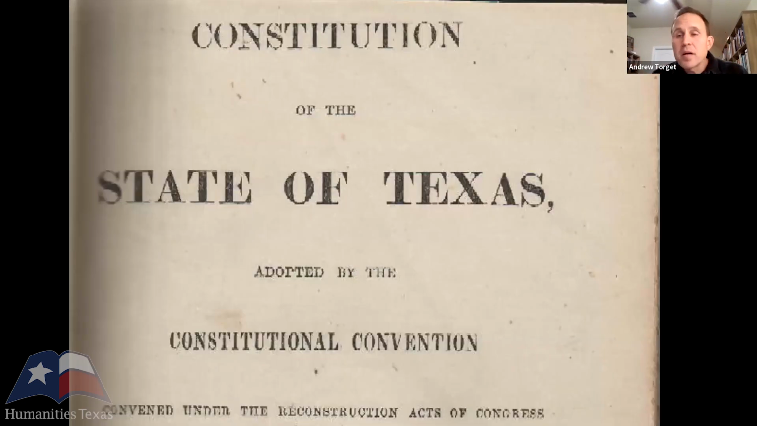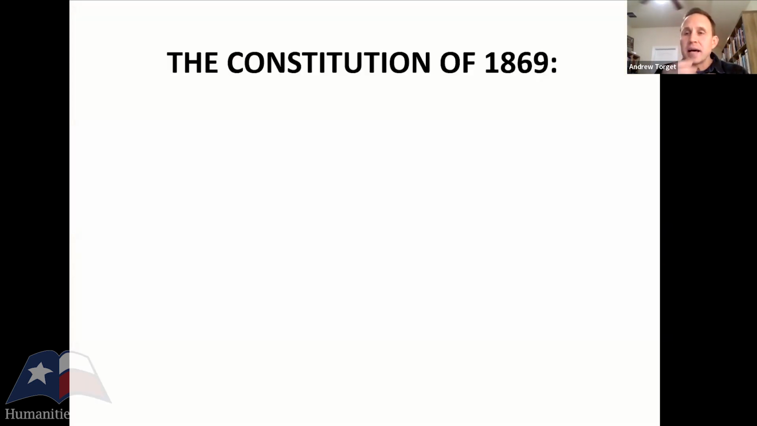So that Republican coalition comes together in Austin, Texas: formerly enslaved people, carpetbaggers, and then some white Texans who joined the Republican Party. And they write a new constitution for Texas. It's often called the Constitution of 1869, because that's when they got done with it. And the Constitution of 1869 represented the perspective of this Republican coalition. Remember the Constitution of 1866 that we talked about last week, that represented the ex-Confederate perspective. This Constitution represents how the Republicans in Texas thought about things and what their priorities were.